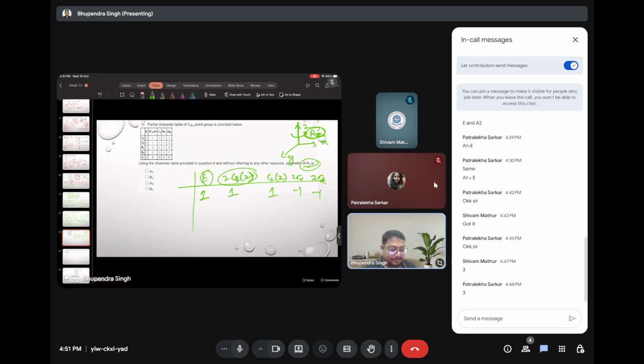For sigma V, even if the plane is YZ and contains the Z axis, it will reflect. So by reflecting, it will change your orientation. That is why the character is -1 for sigma V and sigma D.